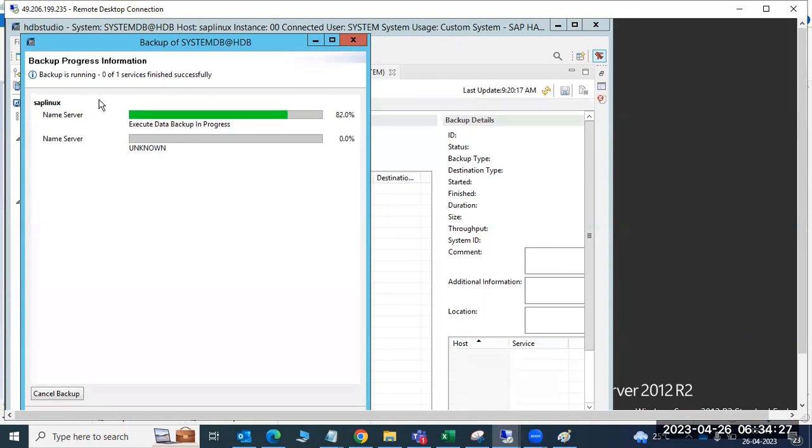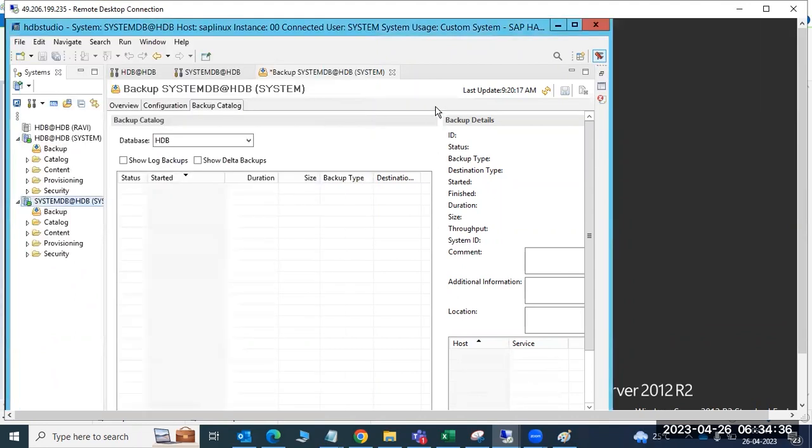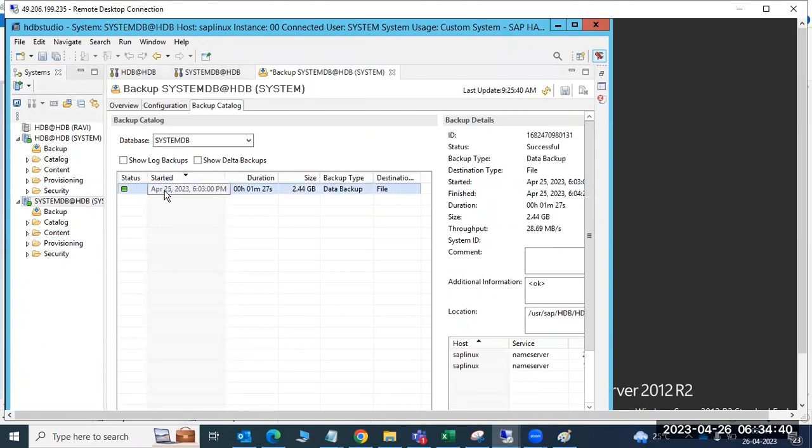So see here how I am taking the backup. Right click, and you can see the backup is finished. One volume was backed up. Okay, so I have taken the backup here. Now that information will be listed here in the catalog.